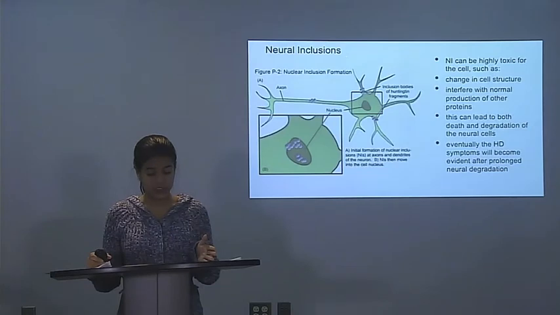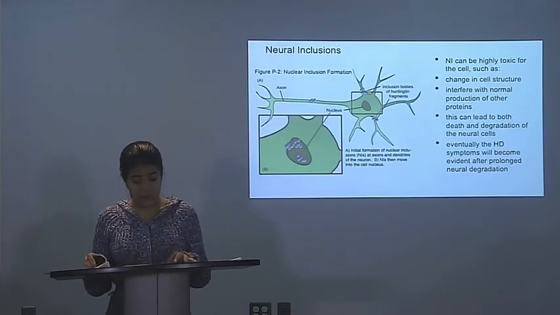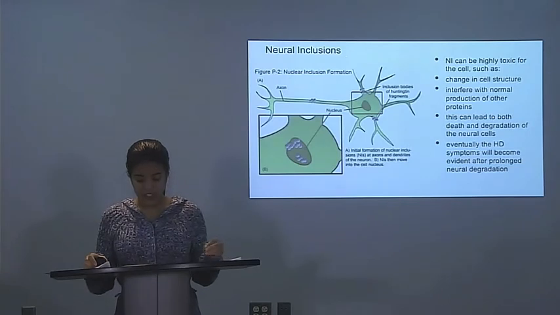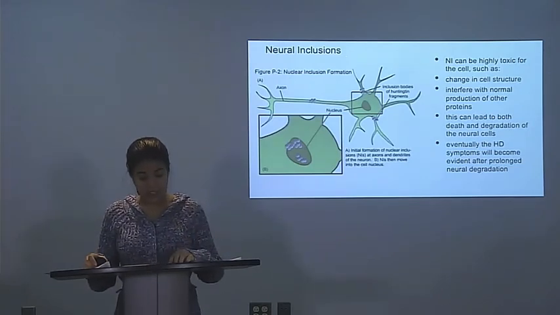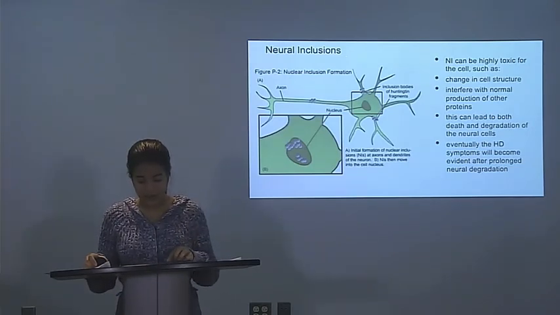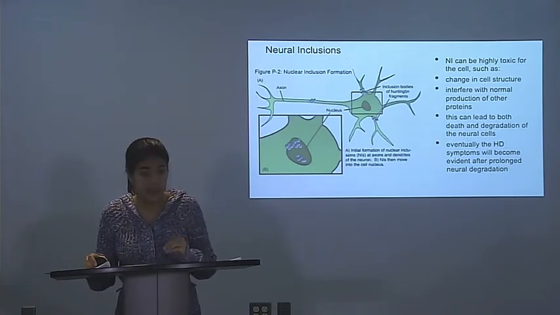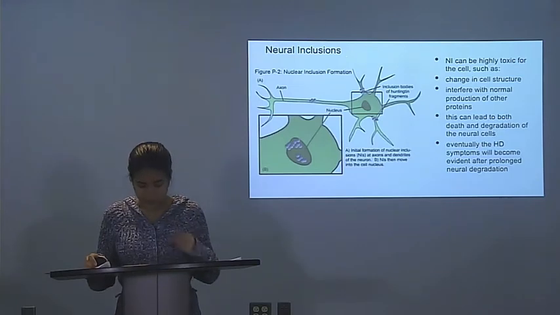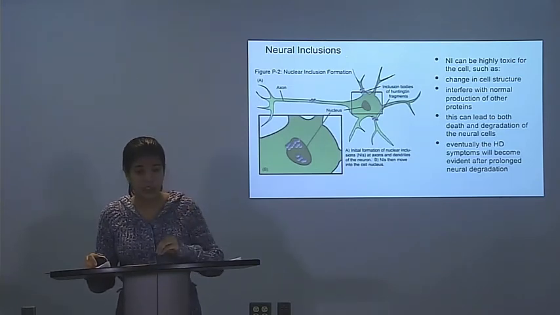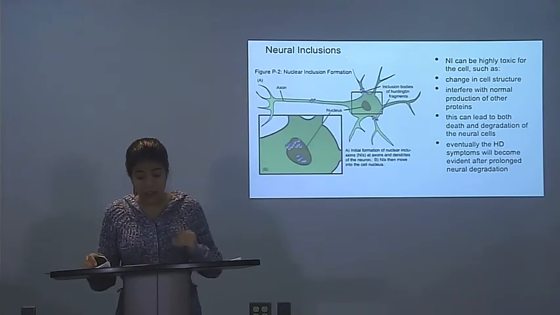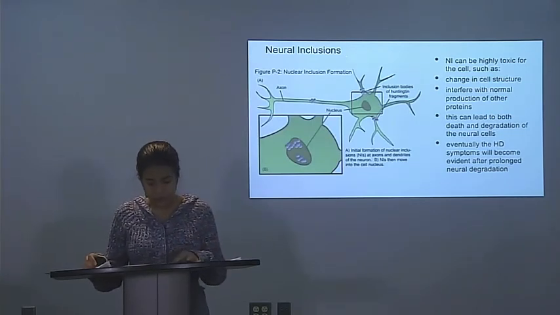Neural inclusions. The excess glutamines in HTT can lead to a type of protein buildup known as neural inclusions or inclusion bodies. The neural inclusions initially form at the axons and dendrites of nerve cells in specific areas of the human brain, producing damaged neurons, which is a characteristic of Huntington's. When they move into the actual cell nucleus of the nerve cell, the condition of the actual neuron becomes worse.